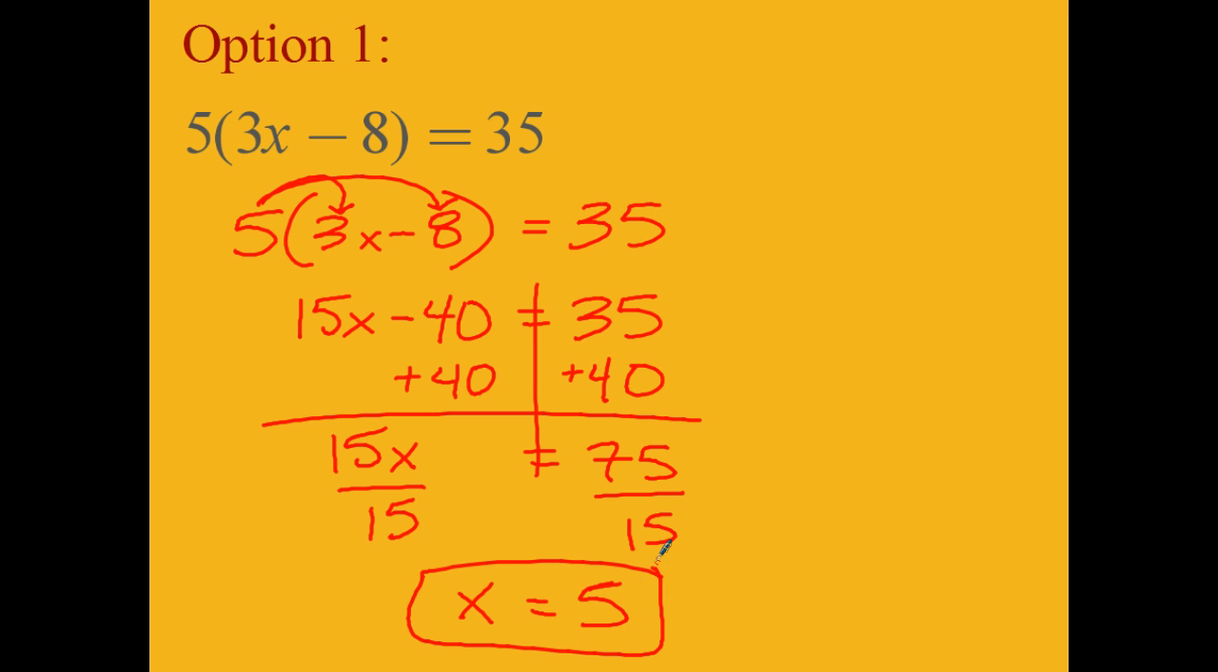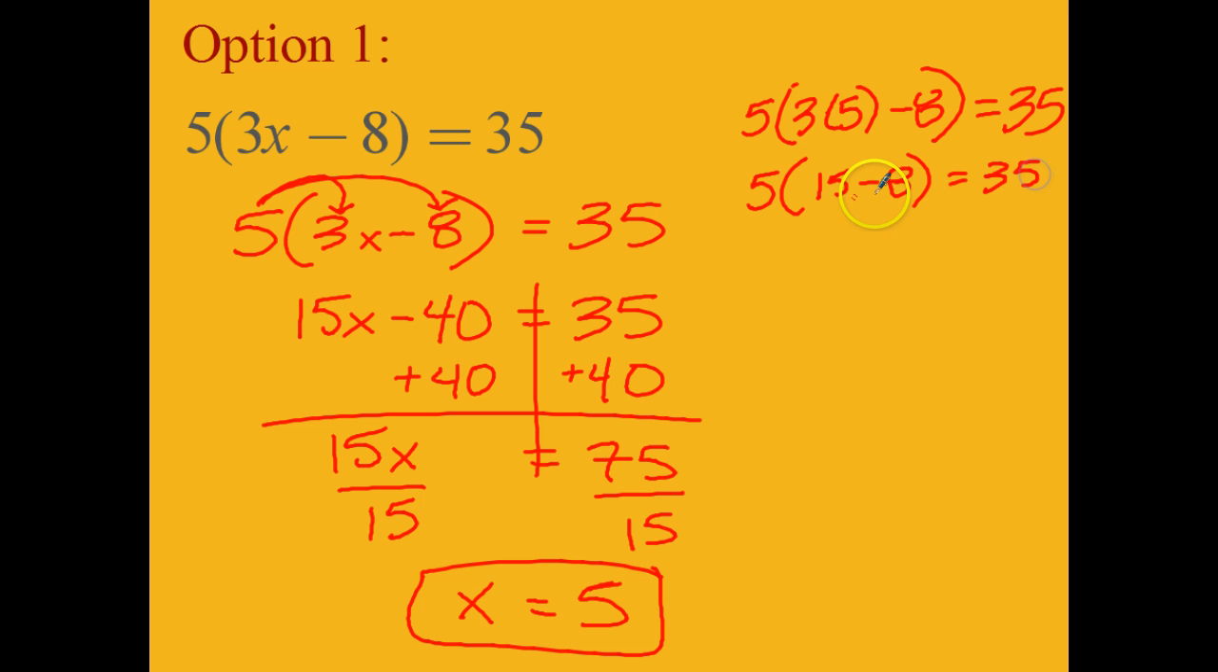Let's plug it back in. So we're going to do 5 times (3 times 5), and I'll put that in parentheses too, minus 8 is equal to 35. So 3 times 5 is 15, so I get 5 times (15 minus 8) is equal to 35. 15 minus 8 is 7, so I get 5 times 7. Does that equal 35? Yes, it does. 35 is equal to 35. So that works. So that's one option.